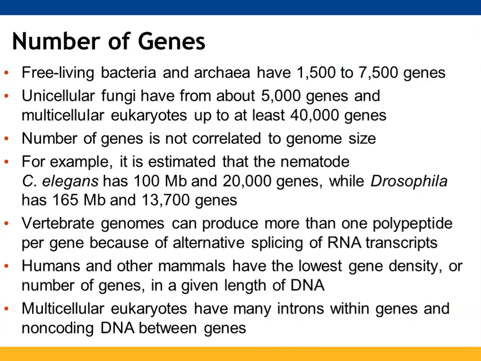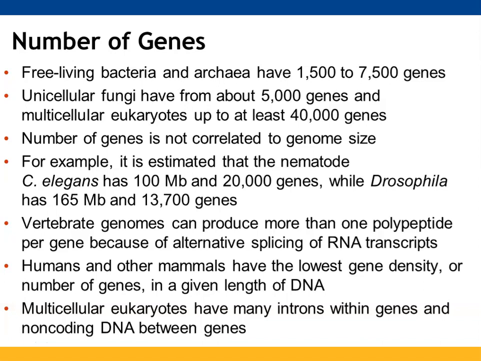The number of genes is also going to vary. Free living bacteria and archaea, 1,500 to 7,500 genes. Unicellular fungi, around 5,000 genes. Multicellular eukaryotes, around 40,000 genes. Again, genes do not correlate to genome size. C. elegans has 100 million bases and it's got 20,000 genes, while Drosophila has 165 million base pairs and it has 13,700 genes.